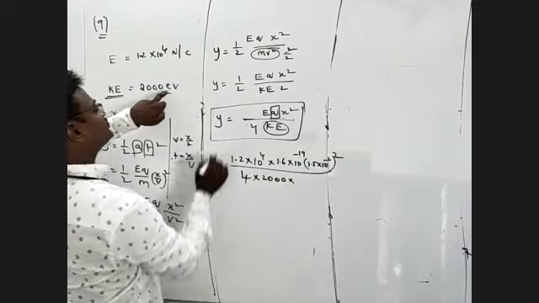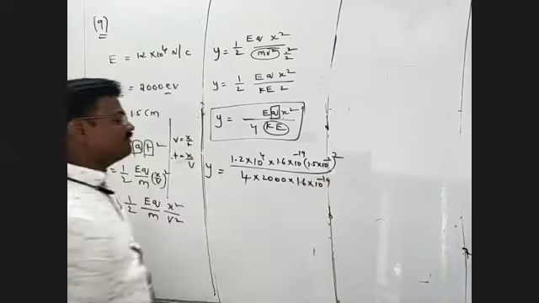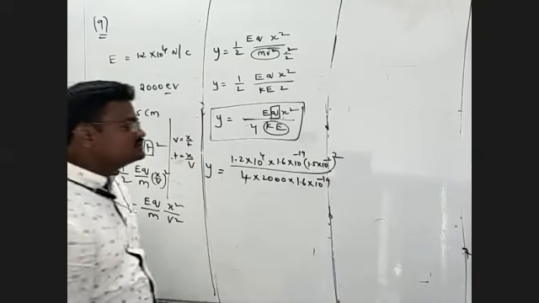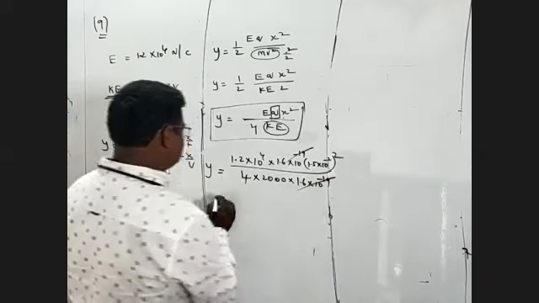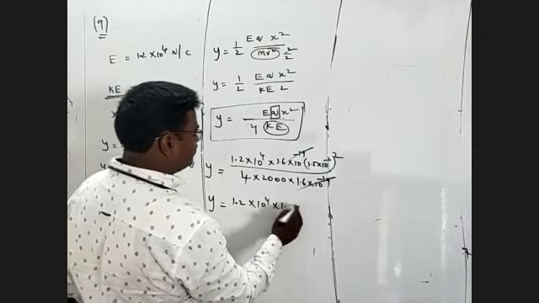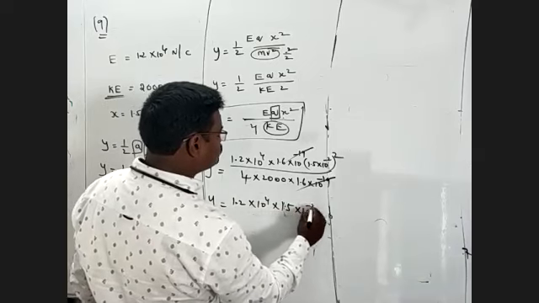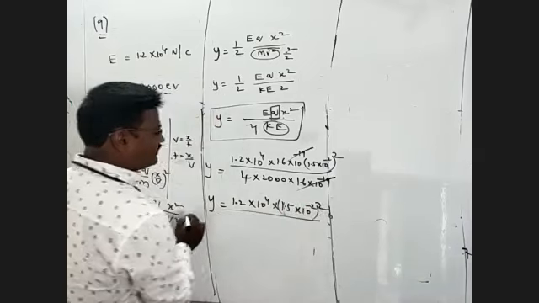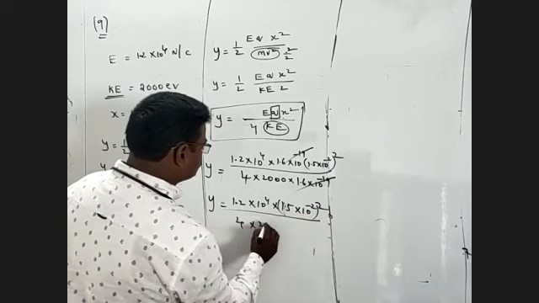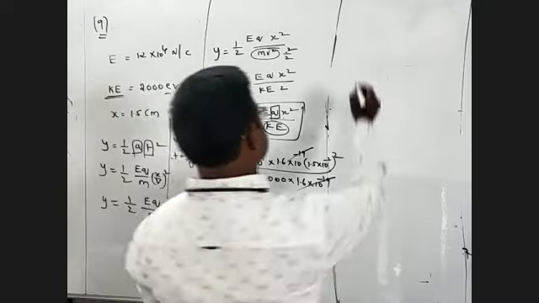We convert the electron volt to joules: 1.6 into 10 power of minus 19. So these cancel each other. Y is equal to 1.2 into 10 power of 4 into 1.5 into 10 power of minus 2, whole square, by 4 into 2000. We are going to simplify this equation.